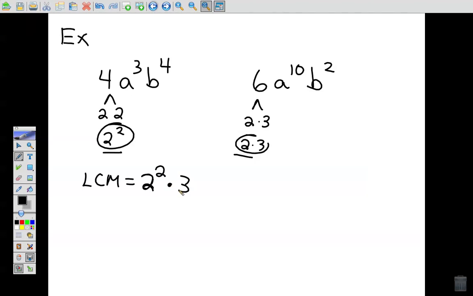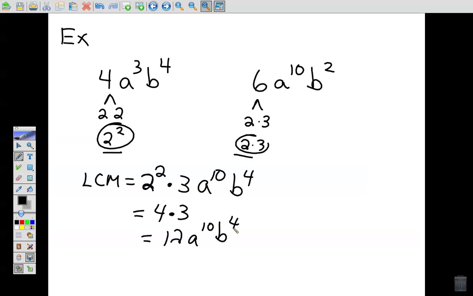Now let's go to the letters. All right, you have A's, and A's are in more than one of them. You've got an A cubed and an A to the 10th. For least common multiple, you take the larger. You've got the B squared, B to the 4th, take the larger. Now let's simplify. So you have 4 times 3, or in other words, you have 12, A to the 10th, B to the 4th. So 12, A to the 10th, B to the 4th is our least common multiple.